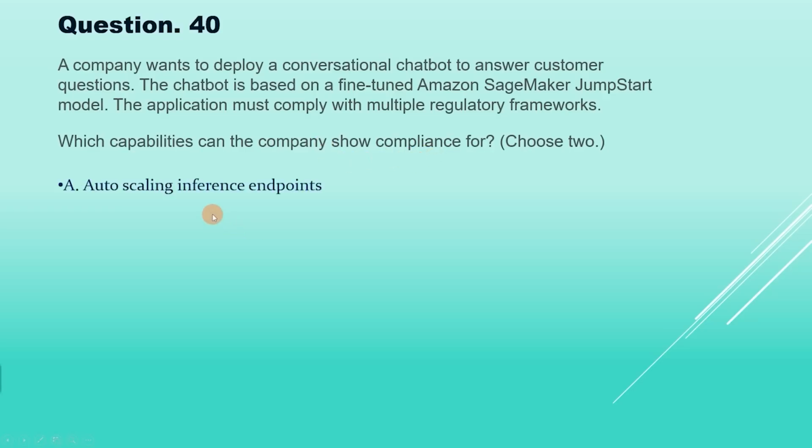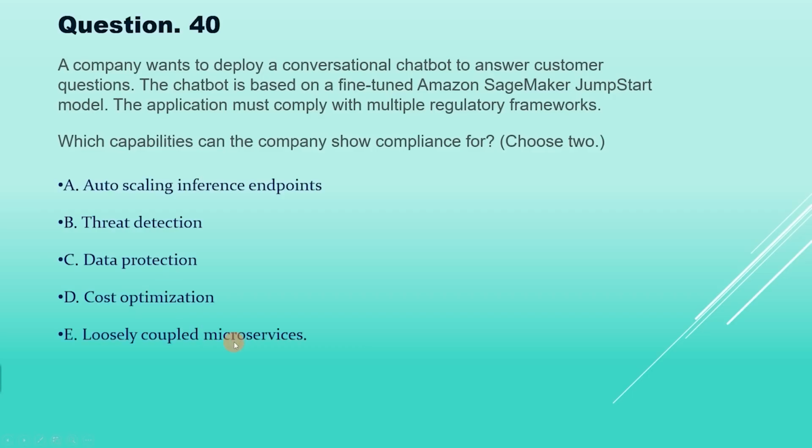A, auto scaling inference endpoints. Option B, threat detection. Option C, data protection. Option D, cost optimization. Option E, loosely coupled microservices.